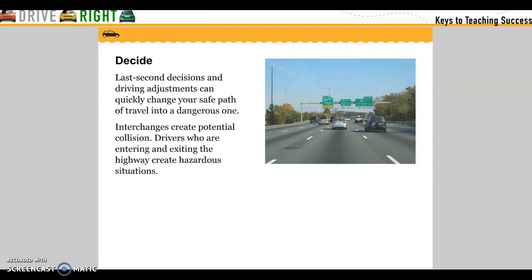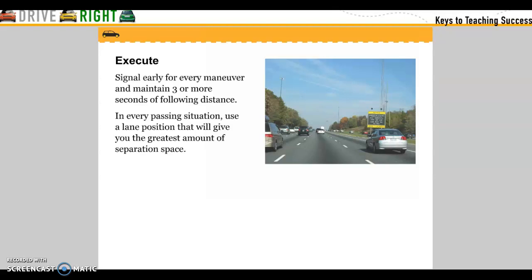Decide. Last-second decisions and driving adjustments can quickly change your safe path of travel into a dangerous one. Interchanges create potential collisions. Drivers who are entering and exiting the highway create hazardous situations.